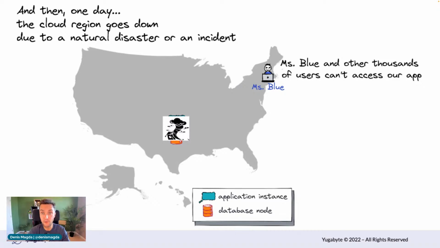A major storm in that region where our application is deployed takes down the power grid, and that power grid takes down all of the cloud regions in that location. And our application is down, everything is down. Mrs. Blue and other thousands of users who joined our Slack-like messenger are disappointed.